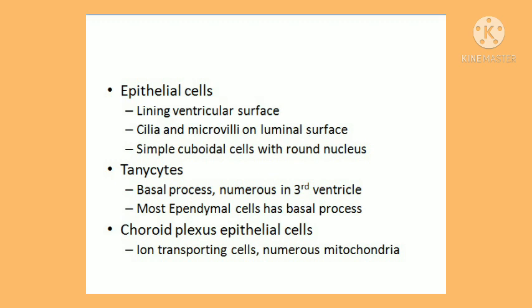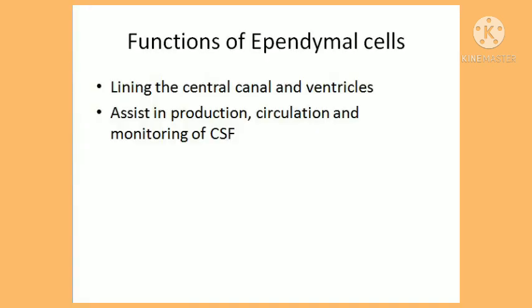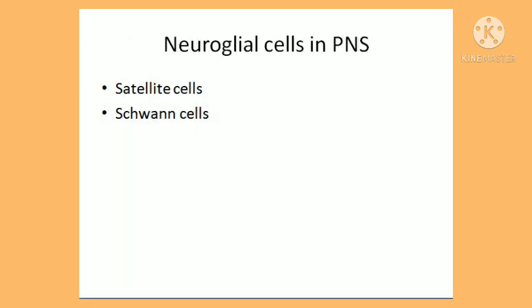The specialized ependymal cells in the choroid plexus, or the choroid epithelial cells, secrete cerebrospinal fluid. The cilia of the ependymal cells assist moving of cerebrospinal fluid through the cavities of brain. Its major function is lining the central canal of spinal cord and ventricles of brain and assisting production, circulation and monitoring of CSF.